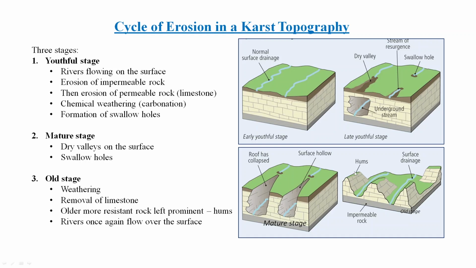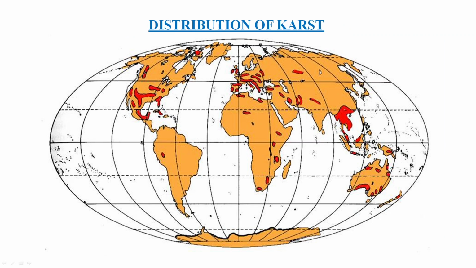So, finally, if I look at the distribution of karst topography, then the large distribution of karst topography you can see in parts of China, some parts of Africa and North America, a few in Australia, and a few more in the European part as well.